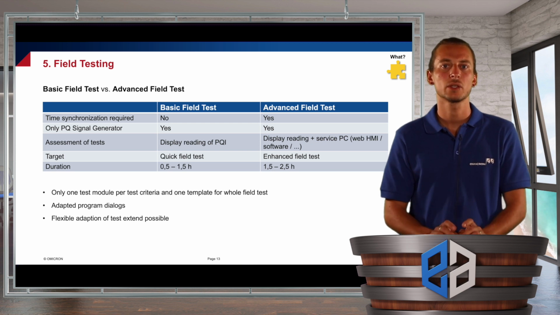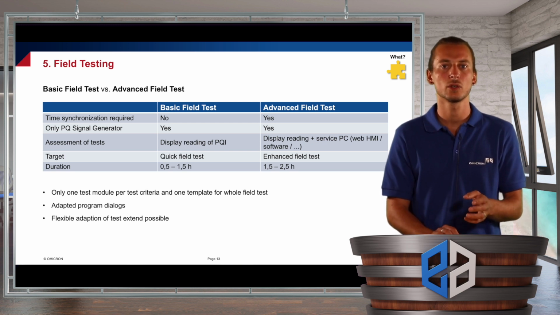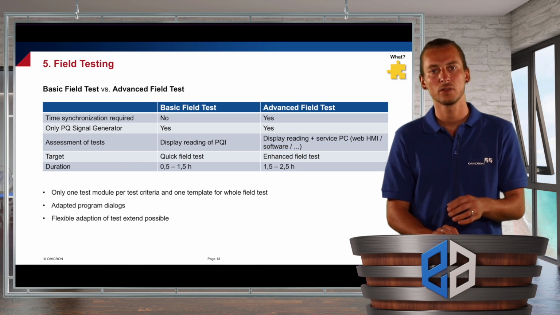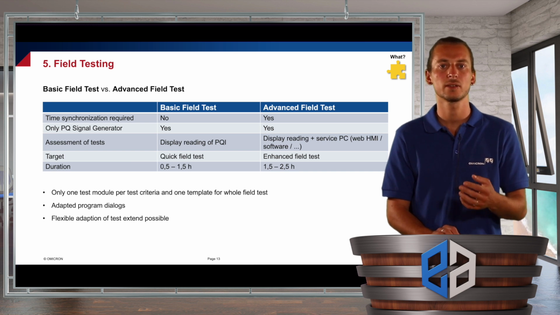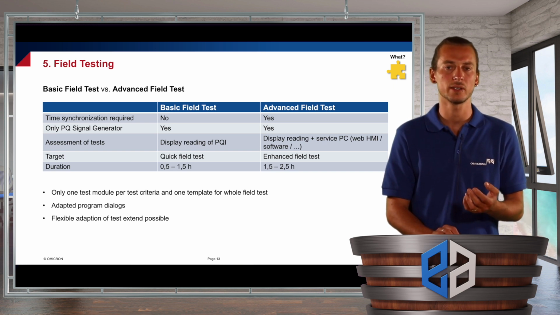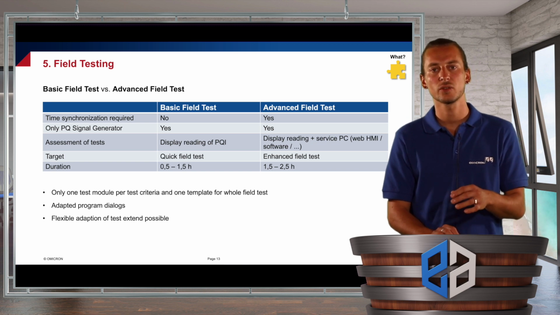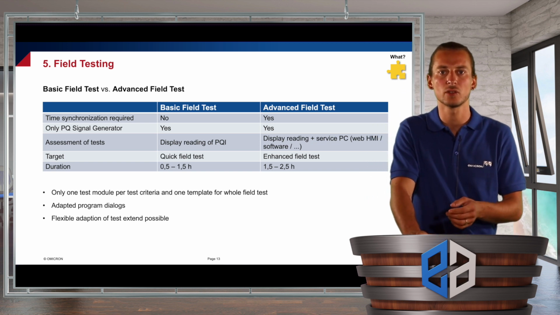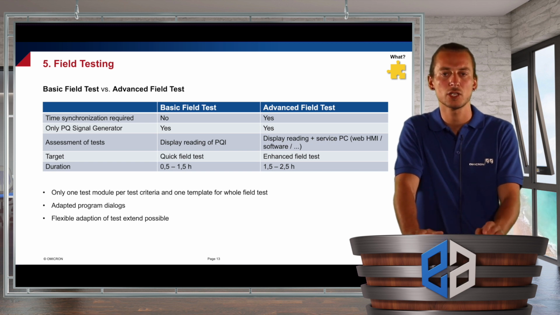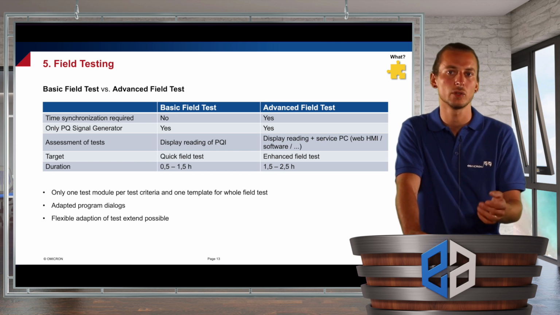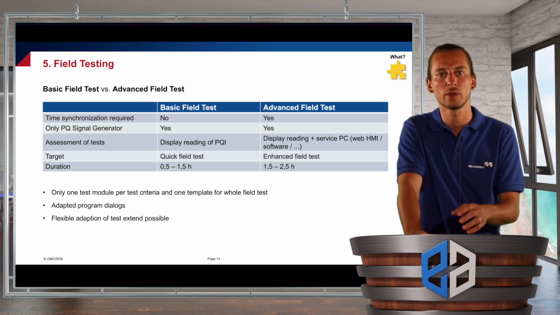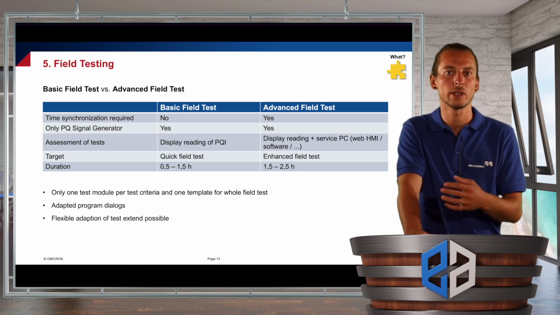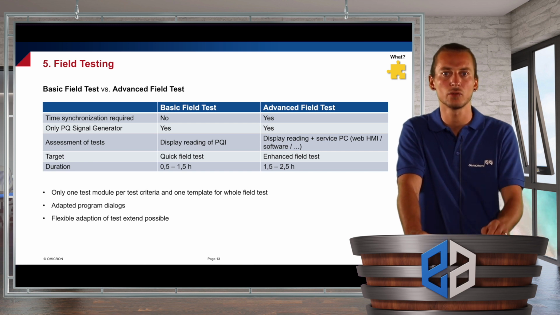The main difference between them is, for the basic field test you don't need the time synchronization. For the advanced field test you still need time synchronization, and the basic field test is based just on display reading of the power quality instrument. And for the advanced field test you have to use additional software or something like a web HMI of the power quality instrument, so there's additional effort to assess the tests. Both of them have a very short duration of about 1 to 2 hours, which is very little compared to the 2 weeks test duration of the complete type test.